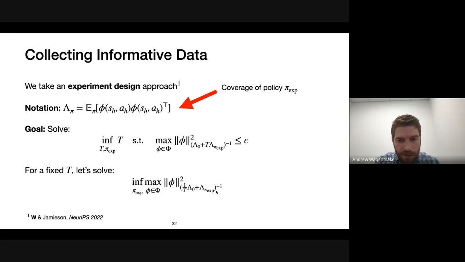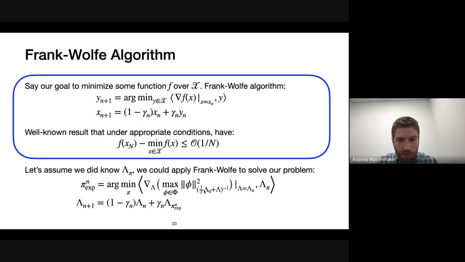The challenge in our case is that what we want to minimize over is this exploration policy pi exp, and we don't know what coverage pi exp will induce. That's denoted by this lambda pi exp. If we were to write down the Frank-Wolfe update, we get something like this, where we're optimizing over policies pi that have large or small inner product with the current gradient of our loss in terms of their coverage. But we don't actually know what this lambda pi is, so we can't actually solve this optimization problem.